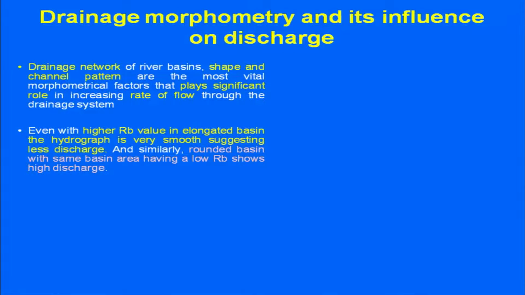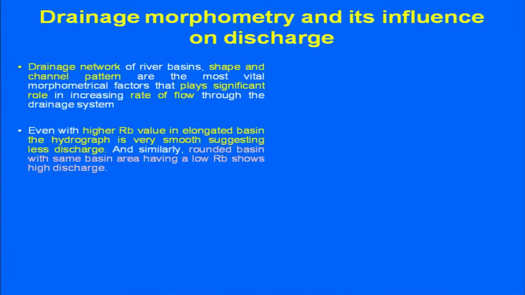Even with a higher bifurcation value, this is the example we are trying to show you for two basins, where one is an elongated basin and another is a rounded basin. So even if the RB value is higher in the elongated basin, the hydrograph is very smooth, suggesting less discharge.